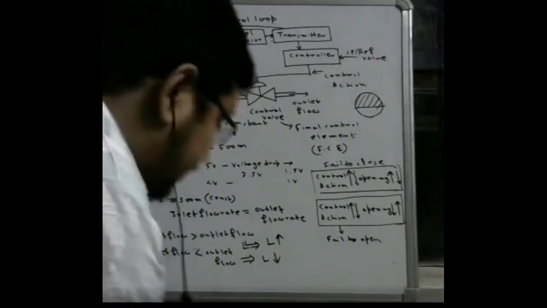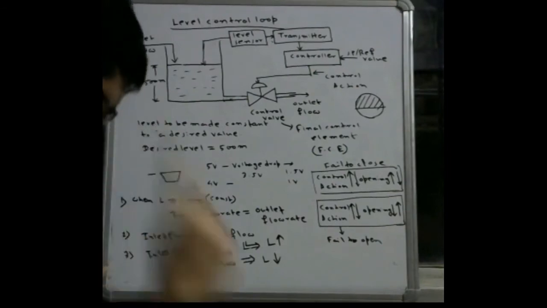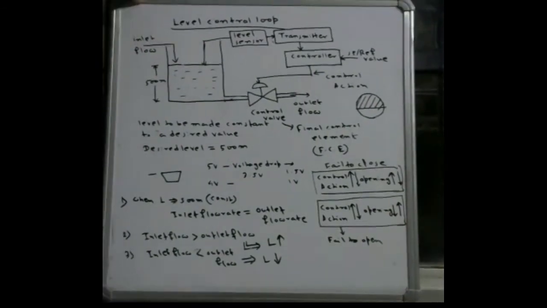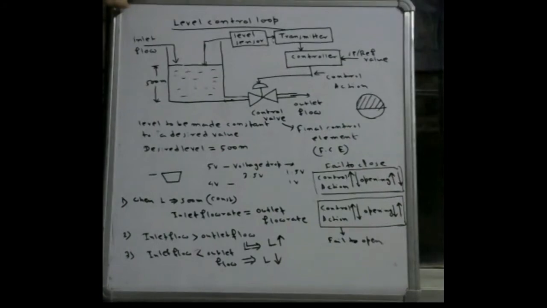So now if we update our automatic control loop, one thing is very much important in this case. What is called disturbance? Disturbance is that cause for which the controlled variable will deviate from its desired value.